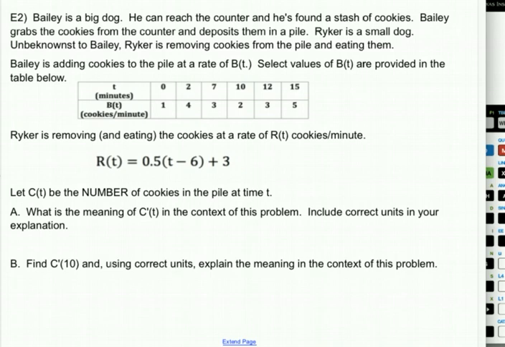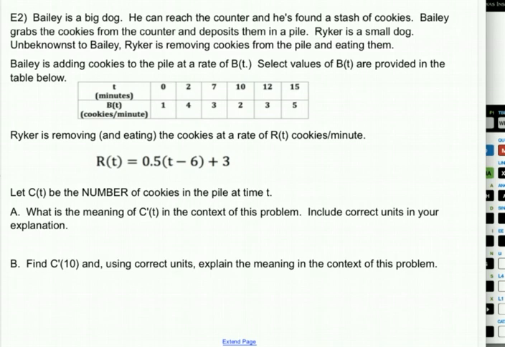All right, example 2. Bailey is a big dog. He can reach the counter, and he's found a stash of cookies. Bailey grabs the cookies from the counter and deposits them in a pile. Riker is a small dog. Unbeknownst to Bailey, Riker is removing the cookies from the pile and eating them. Bailey is adding cookies to a pile at a rate of B of t. Select values of B of t are provided in the table below.